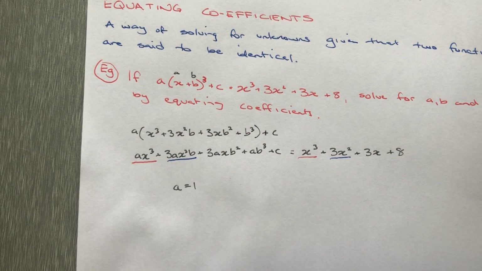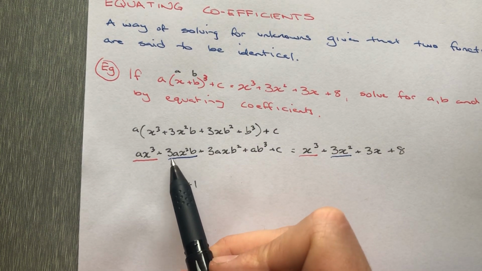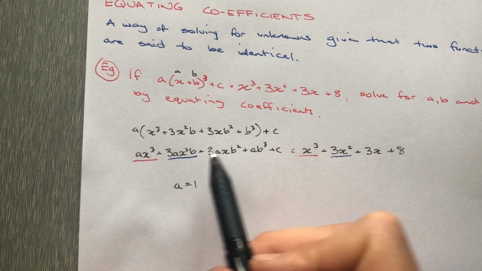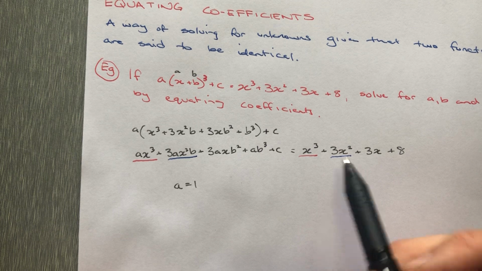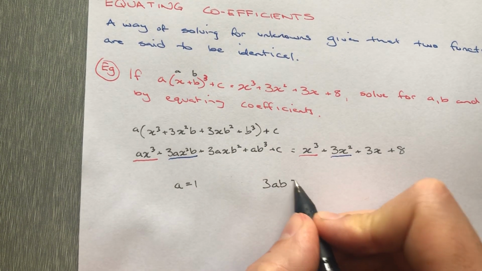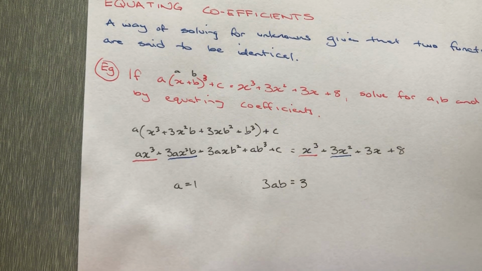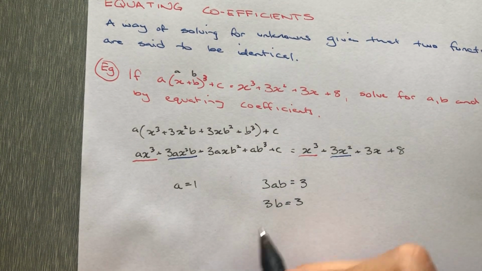Now, that means we have 3 times A times B has to be equal to 3, because that's the coefficient on each of these sides here. So that means 3AB has to be equal to 3. Now, we already know that A is 1, so we can change that to 1. So that's going to give us 3B equals 3. So B is also going to be equal to 1. Awesome.